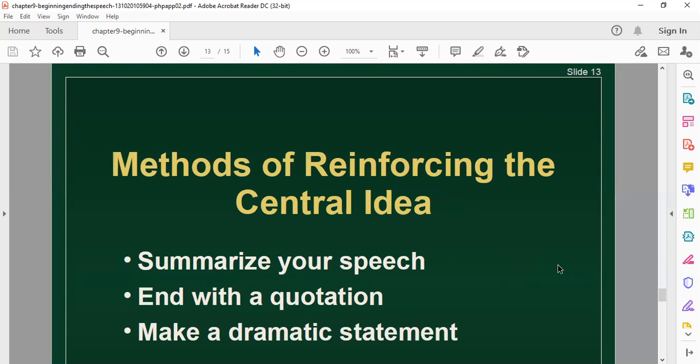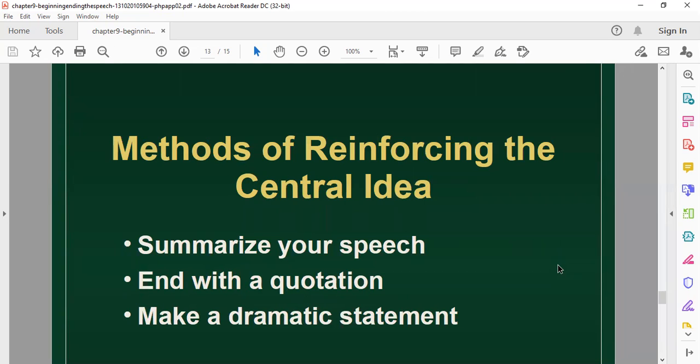So let's move on and find out how to reinforce the central idea. It says summarize your speech, and end with a quotation. You may end your speech with a quotation, or make a dramatic statement. I remember a few statements from the book as well. They said, "Give me liberty or death." It's a very famous saying, by somebody whose name I don't even know. So that was a statement.